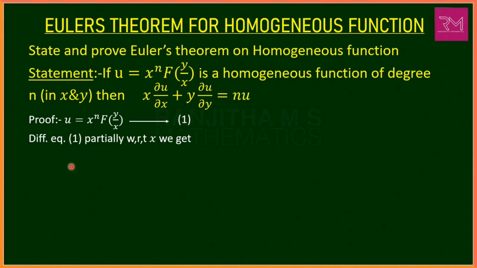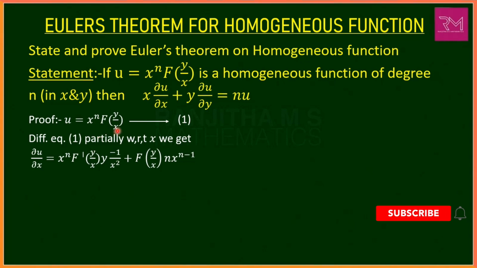We get del u by del x, for which we have to differentiate u partially with respect to x. Here x power n and f of y by x are both functions, so we have to apply the product rule. Consider x power n as the first function and f of y by x as the second function.